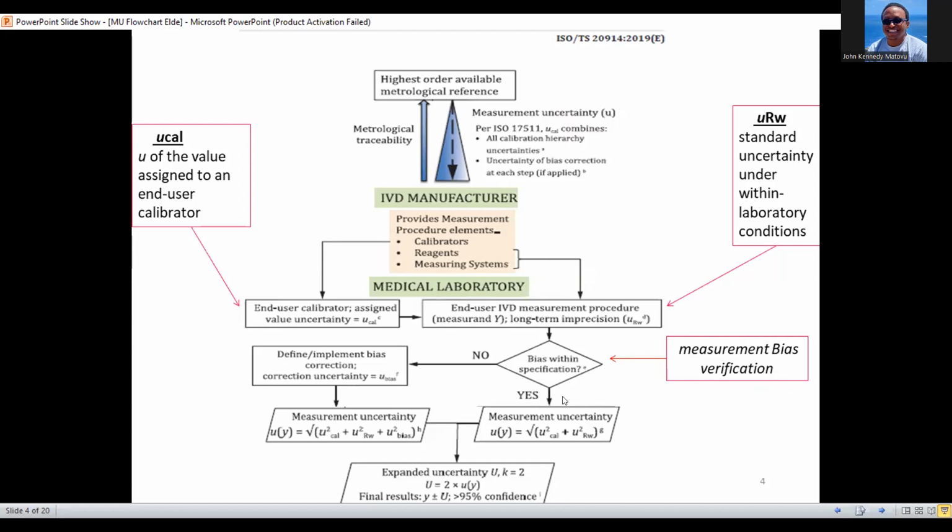All right. So if it's no, meaning there's no bias, then your uncertainty is simply combining. And there was a question raised before during the office hour: how do we combine? So this is combining the uncertainty coming from the UCAL and the uncertainty of your long-term imprecision. All right. So far, are you guys following?